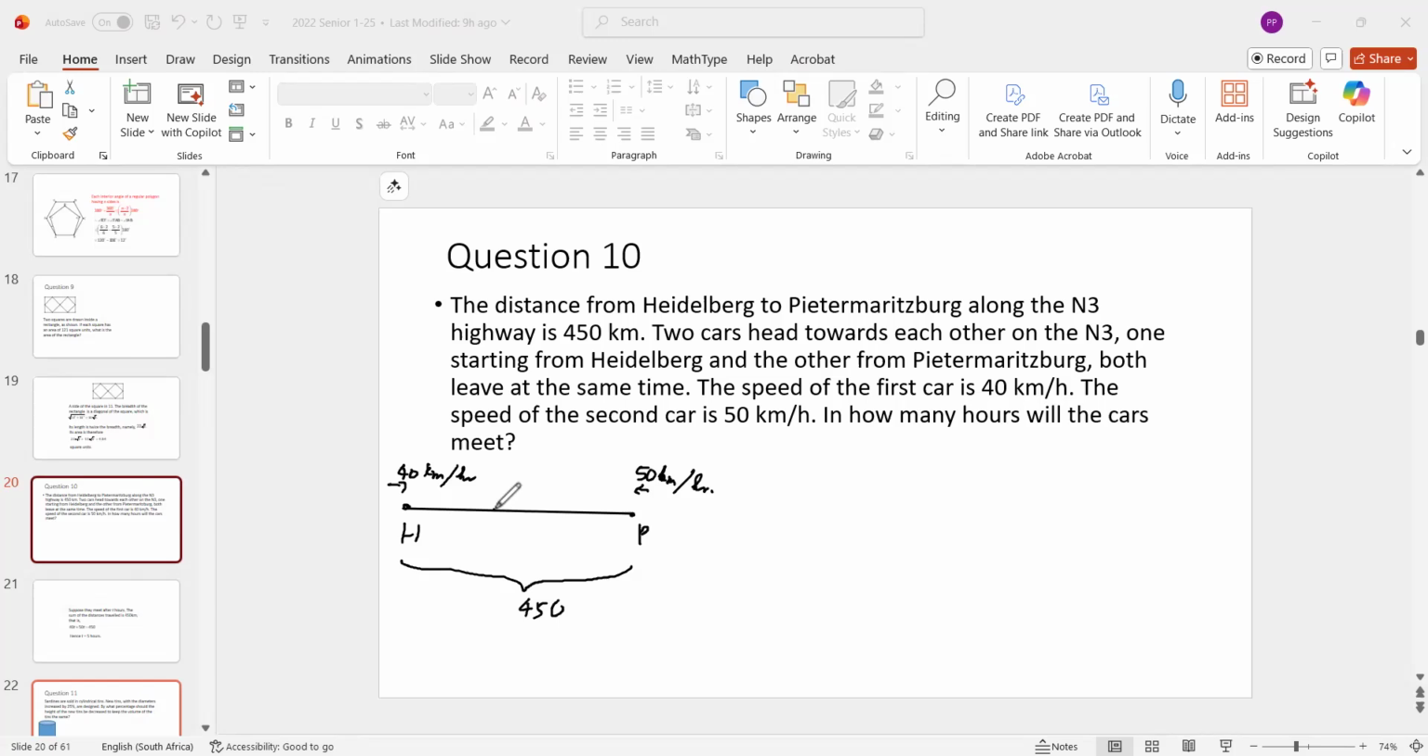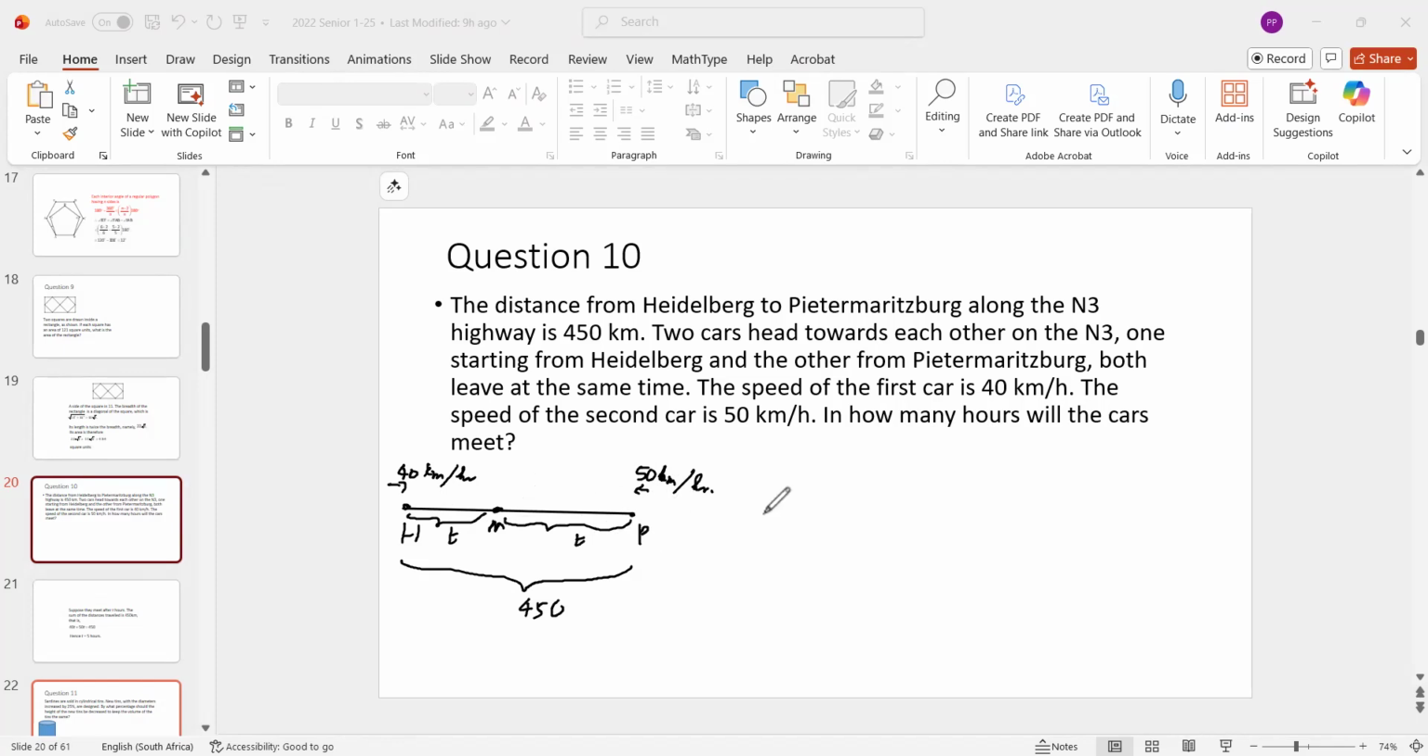They probably will meet closer here because this one is traveling faster. But this is the meeting point. Let's call it M. Now, the important thing is that they meet at the same time. They left at the same time, and they meet at the same time. So both travel the same number of hours. Let's call it T. That's what they're asking for. In how many hours will the cars meet? So this car traveled for T hours, and this car traveled for T hours also.